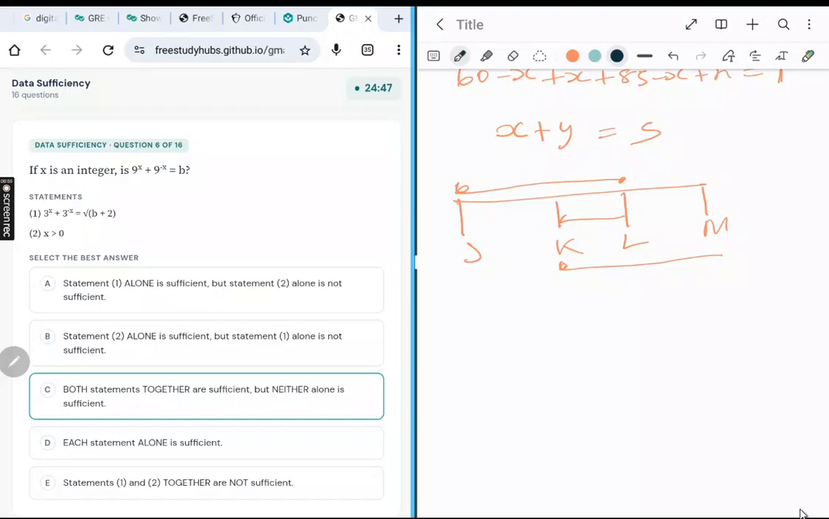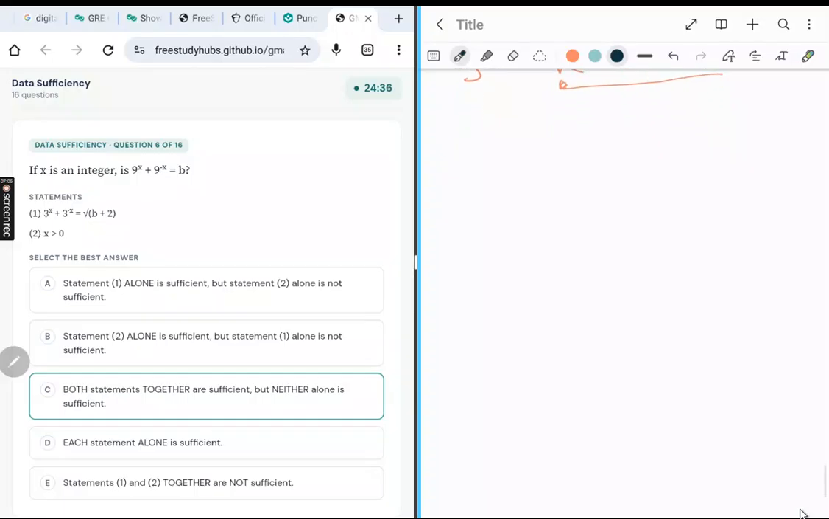If s is an integer, is 9 raised to the power s plus 9 raised to the power minus s equal to b? Statement 1: when we solve statement 1, it's going to be 3 raised to the power s. Oh, I think something is missing here, because what is here is 3 raised to the power s and 3 raised to the power minus s. Okay, I think nothing is missing. Rather, this is 3 raised to the power s plus 3 raised to the power minus s.